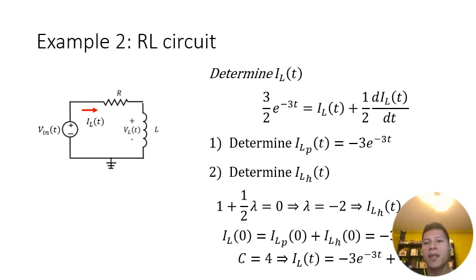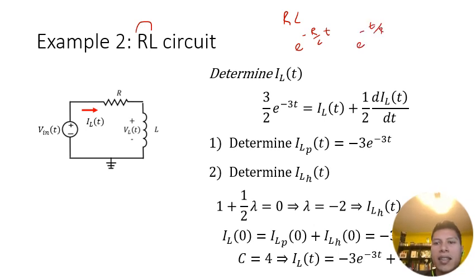As you can tell, both RL and RC circuits can only have one kind of homogeneous response. For the RL circuit, it's going to be e to the negative R over L t. And for the RC circuit, it's going to be e to the negative t over RC. So they're not very interesting circuits. In order to get something different from a decaying exponential as your homogeneous response, you need to go to second order circuits.